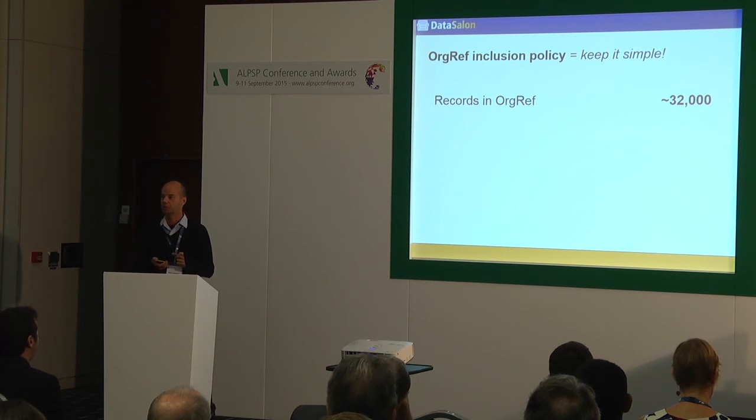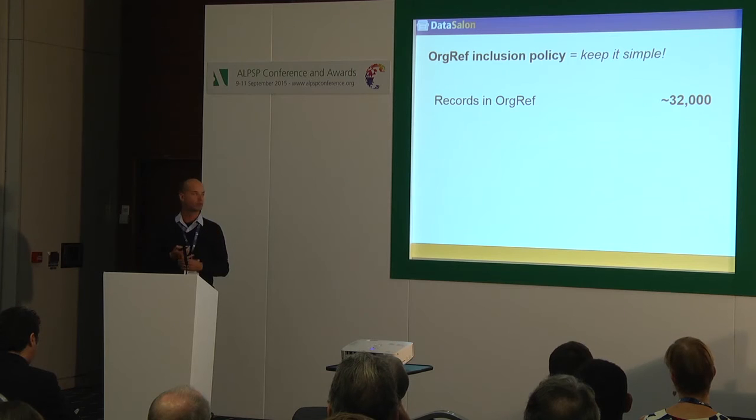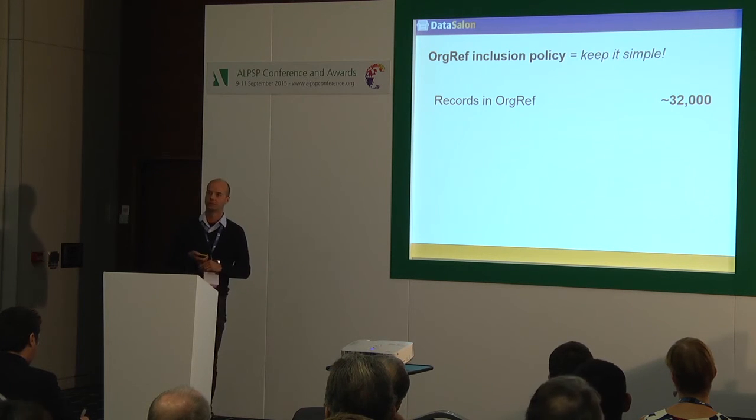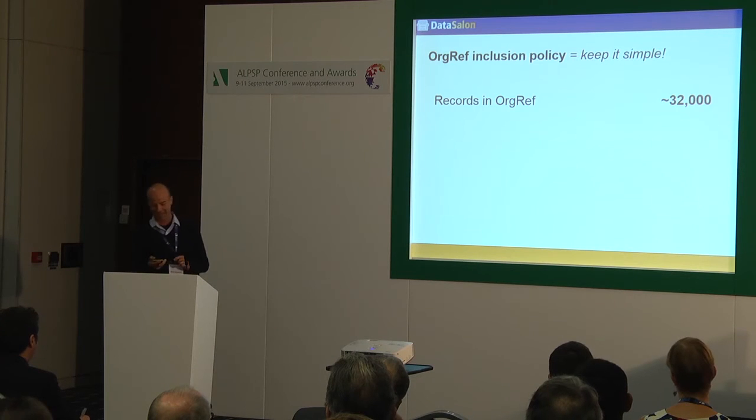This is the second quiz question. Can anybody hazard a guess how many unique customers a large publisher would tend to have? 20,000? Not a bad guess.